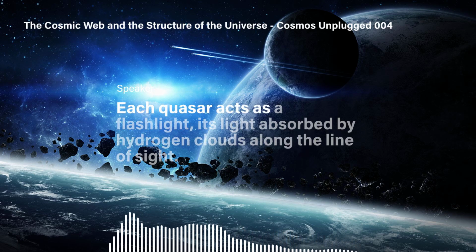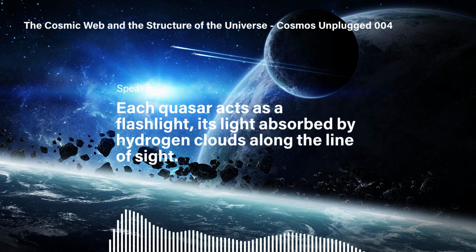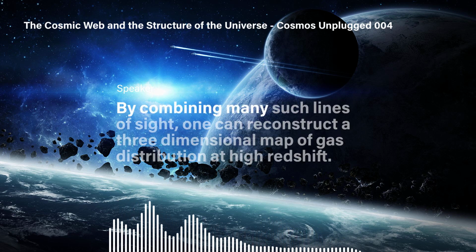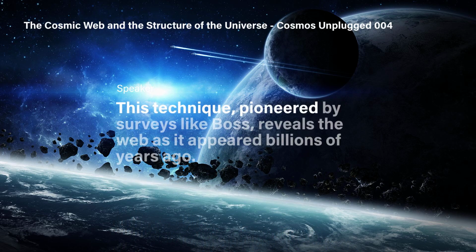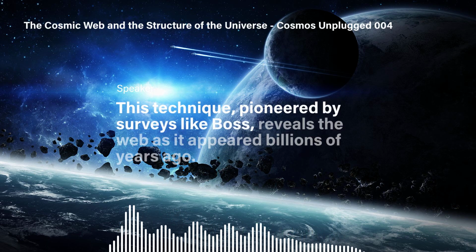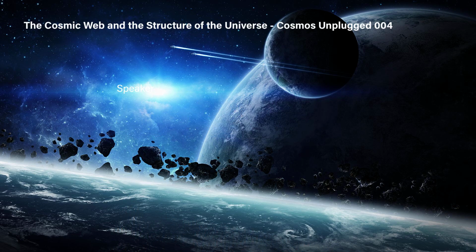Each quasar acts as a flashlight, its light absorbed by hydrogen clouds along the line of sight. By combining many such lines of sight, one can reconstruct a three-dimensional map of gas distribution at high redshift. This technique, pioneered by surveys like BOSS, reveals the web as it appeared billions of years ago.